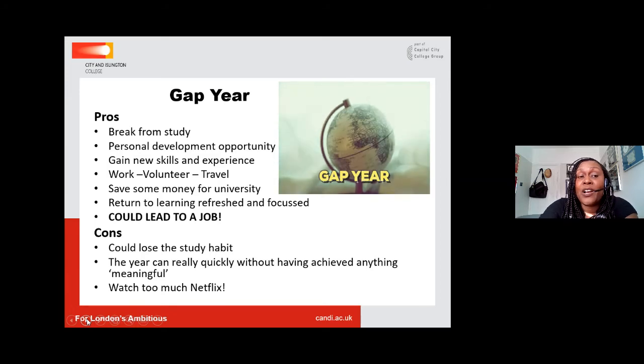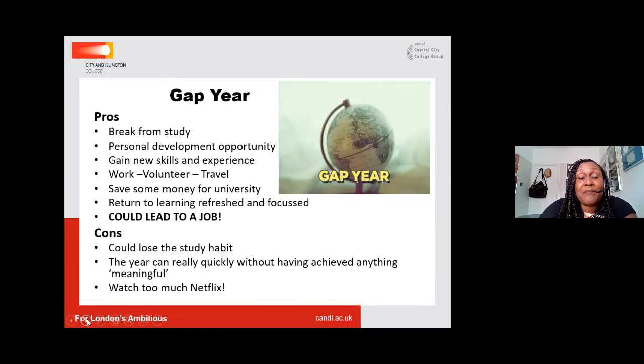And for some, it's about work experience, getting some sort of work under their belt, or volunteering or traveling. Now, obviously, we're aware that in light of COVID-19, it's really important to check out these things in terms of how far you can actually travel in light of the situation at present.